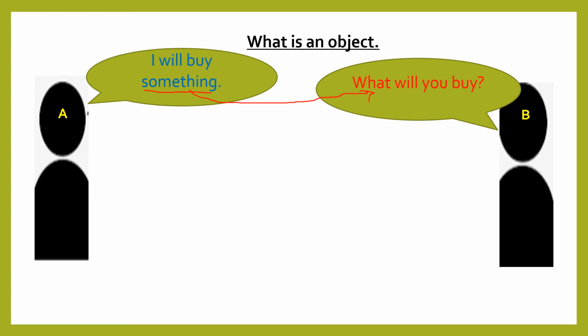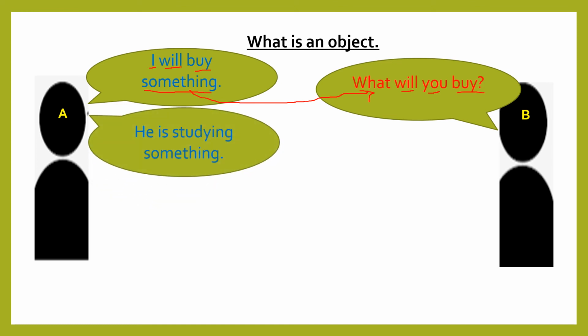And then we swap these two words. Subject and verb becomes subject and will, the auxiliary, just swap. Will becomes will you. Okay, and then buy stays the same. So A says, I will buy something. What will you buy? I will becomes will you, and buy stays the same.